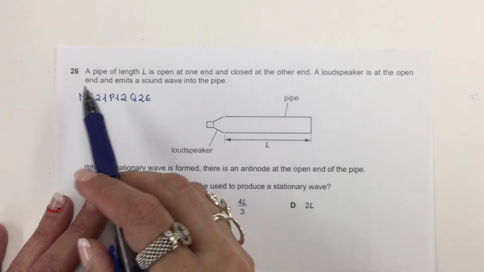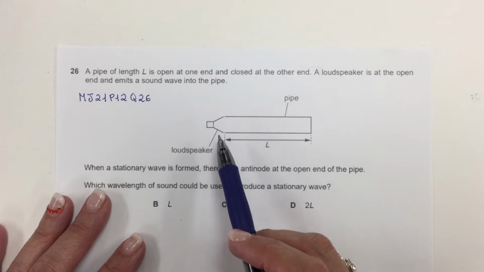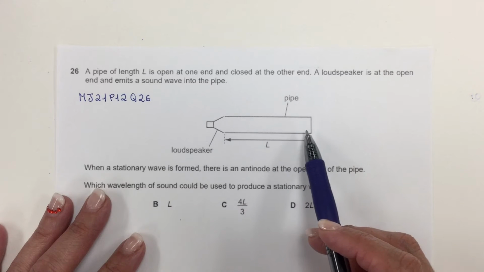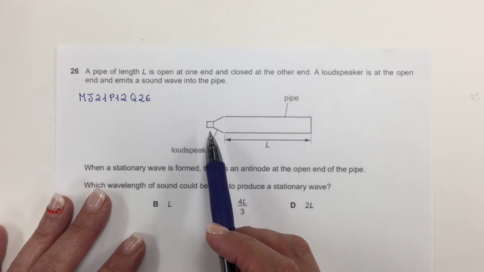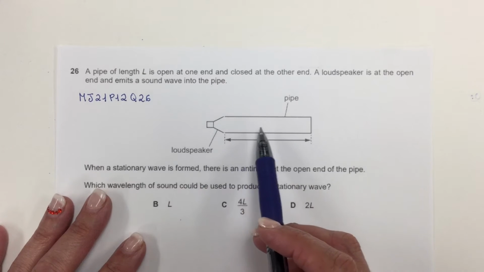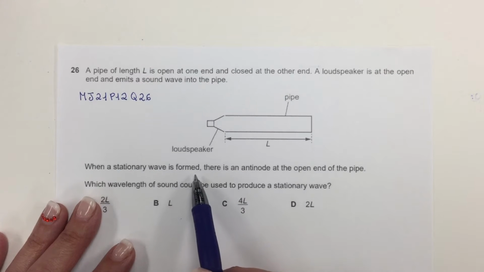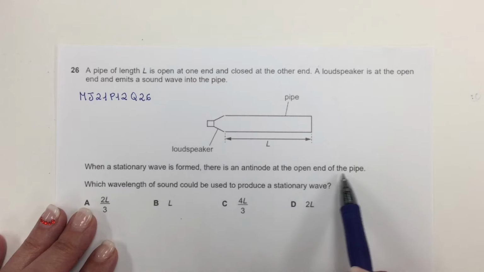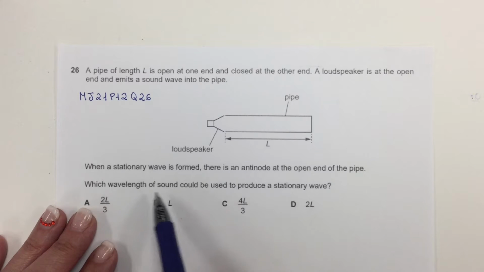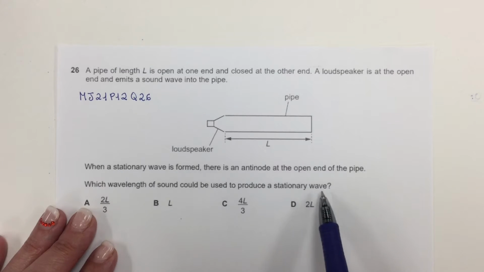Next question. A pipe of length L is open at one end and closed at the other end. A loudspeaker is at the open end and emits a sound wave into the pipe. When a stationary wave is formed, there is an antinode at the open end of the pipe. Which wavelength of sound could be used to produce a stationary wave?